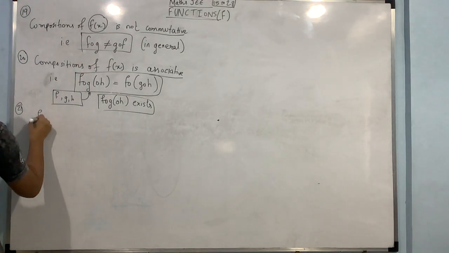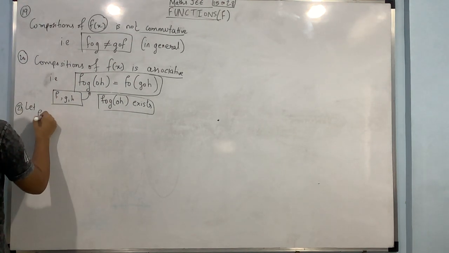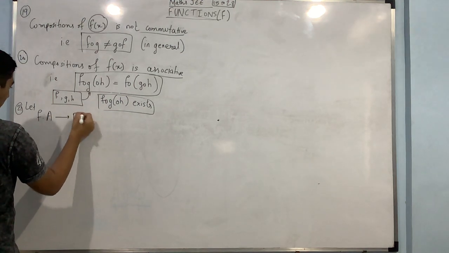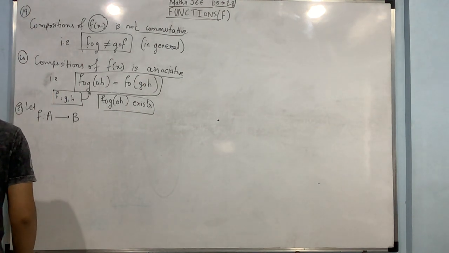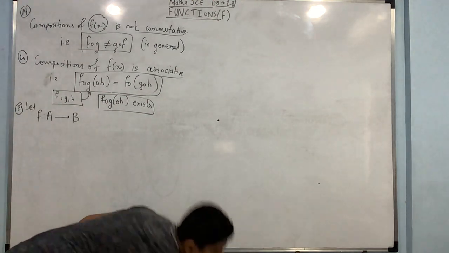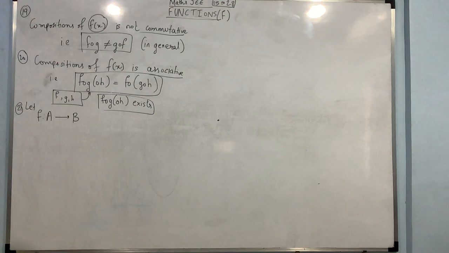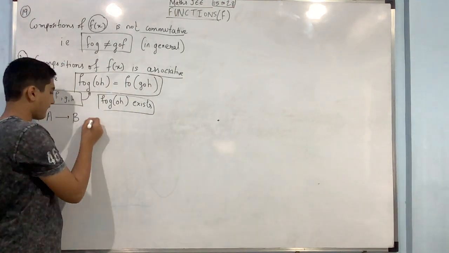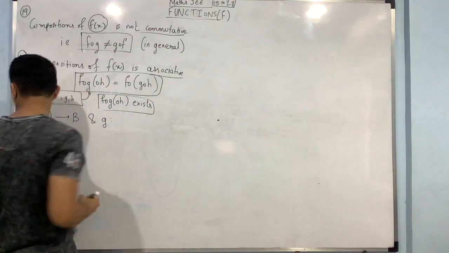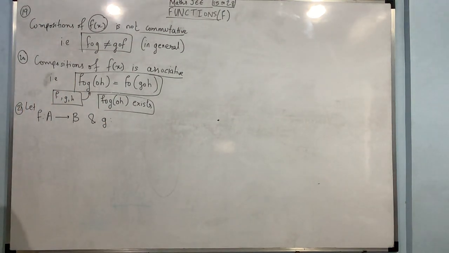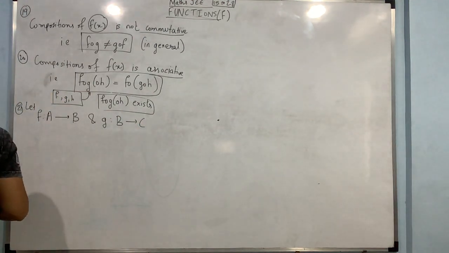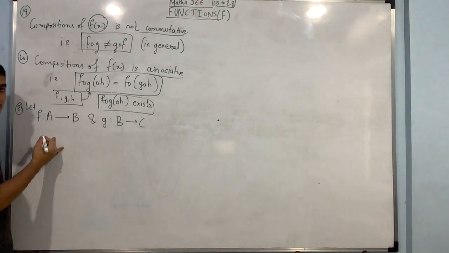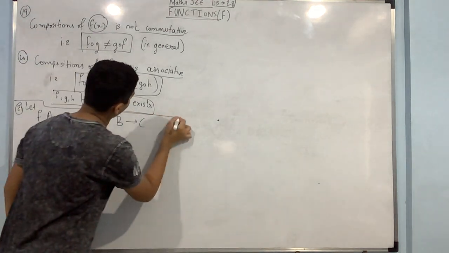Let F, now again let another function. Let A, elements of A pass to elements of B. Okay, and one more, of course. But remember, we are taking B to C now. Now I have written this again, so you're not confused.